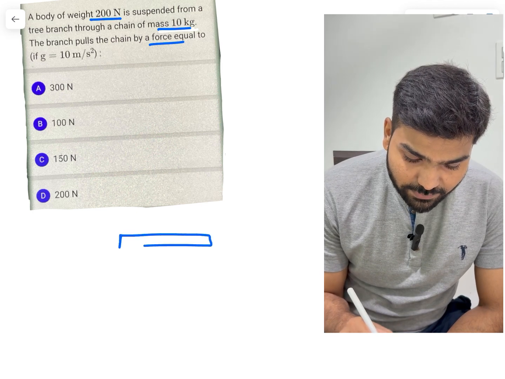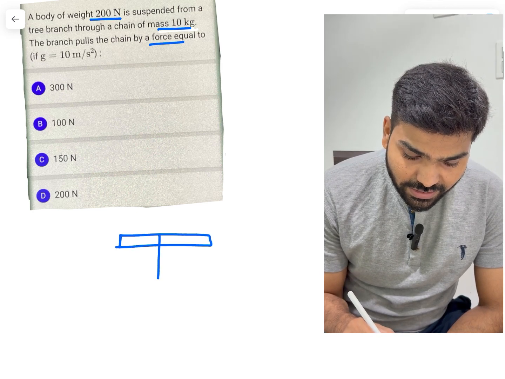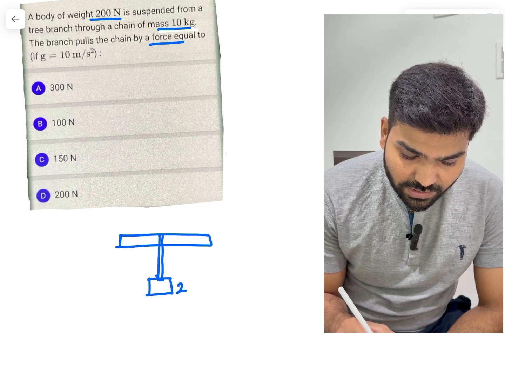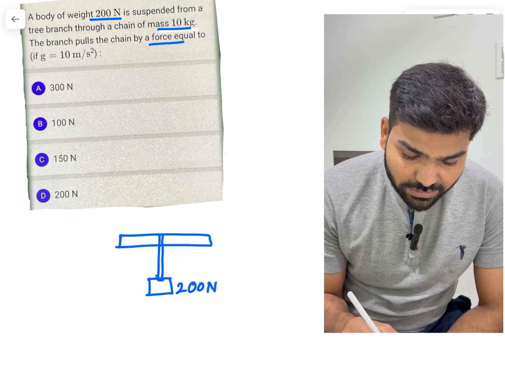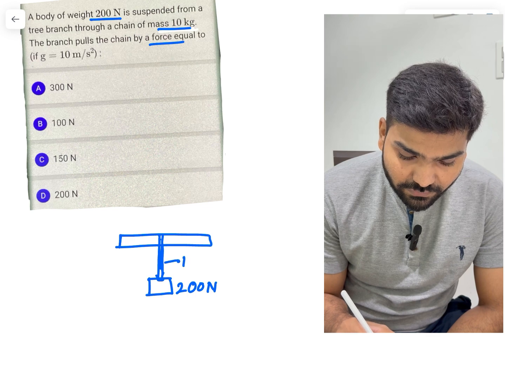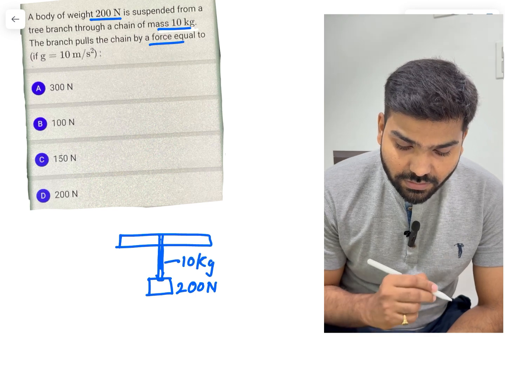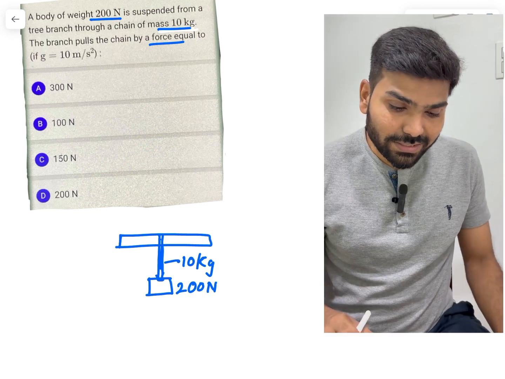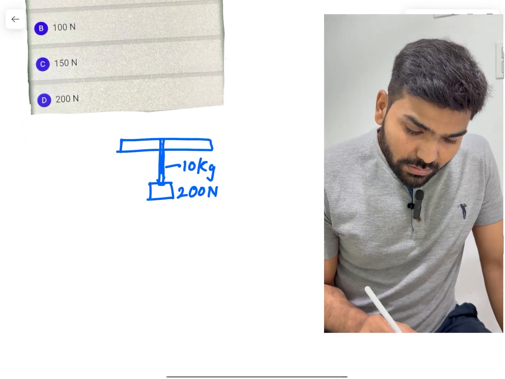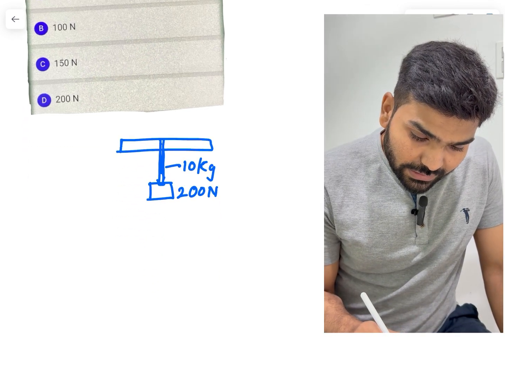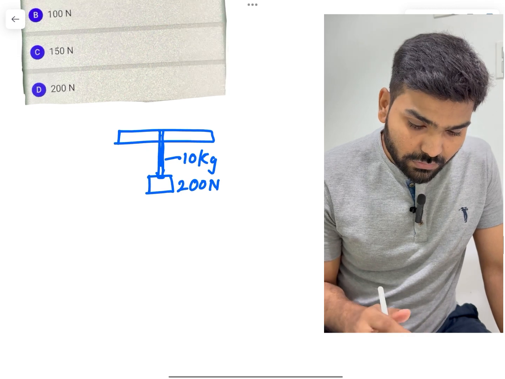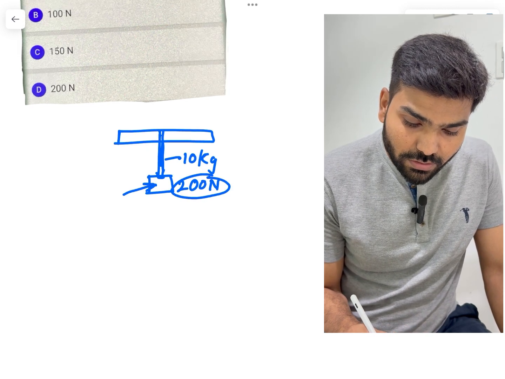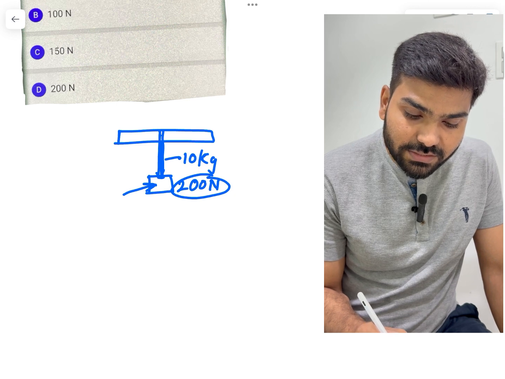First thing, let us say this is the branch of the tree, and there is a chain which is tied to this, and there is an object which is of weight 200 Newton. This chain itself has a mass of 10 kg. So first thing, for calculating the force, what we need is here the force, that is the weight. So the weight of this object is given as 200 Newton. We have to calculate this weight of this chain also.